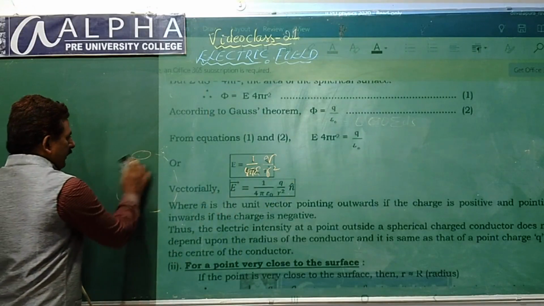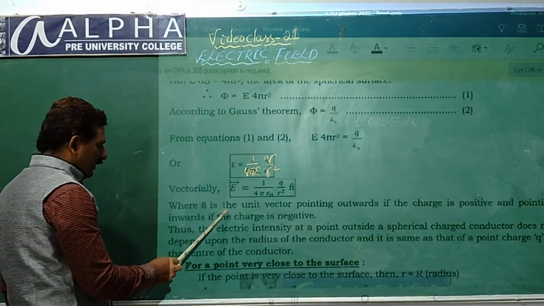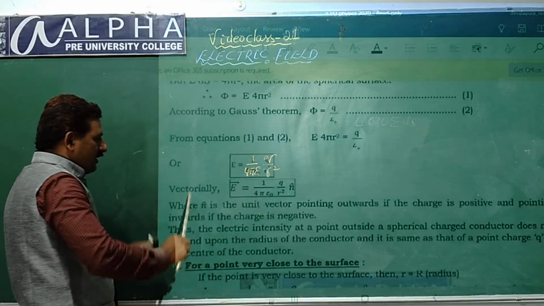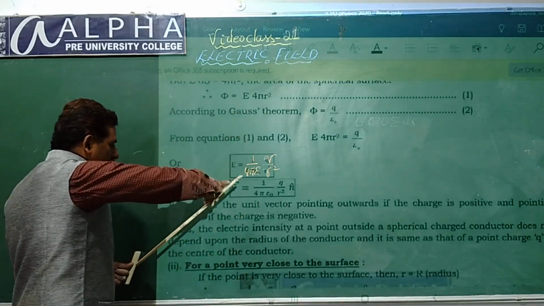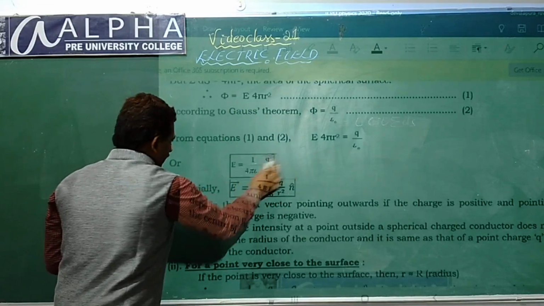Next, another important point, students. Again, n cap is a unit vector pointing outwards. The electric field is in the same direction if the charge is positive, and in the opposite direction, inwards, if the charge is negative. As I explained, we have to remember this.